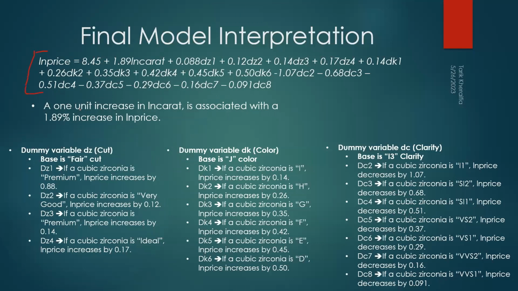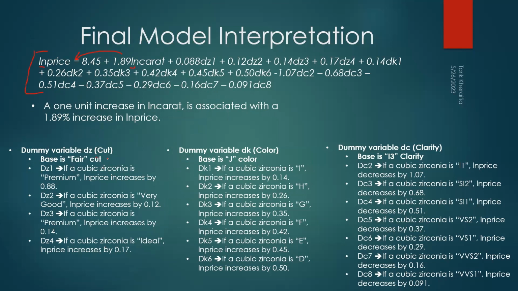And we can start with ln carat, which is the only numerical variable. A 1 unit increase in ln carat is associated with a 1.89% increase in ln price. Here it's important to remember that both of these are in ln format, so this directly translates to an effect on ln price. For the dummy variables, I'm only going to go through the first one and the base, and the same logic applies for the remaining ones.